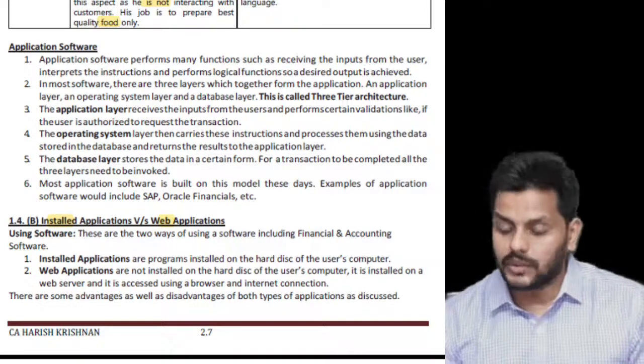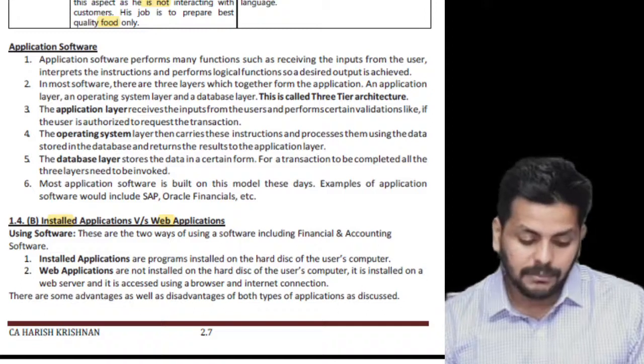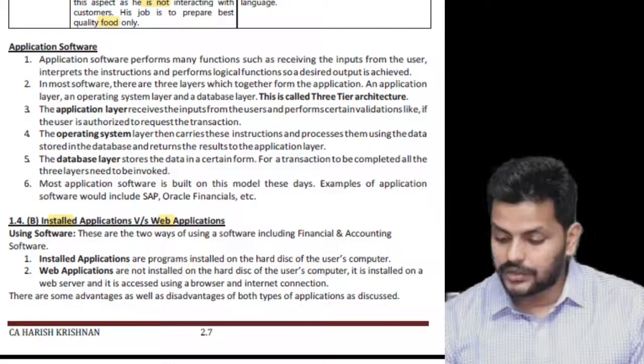Go through the basics once again and be strong. I'll catch up in the next session. We will come back and discuss the installed versus web application.